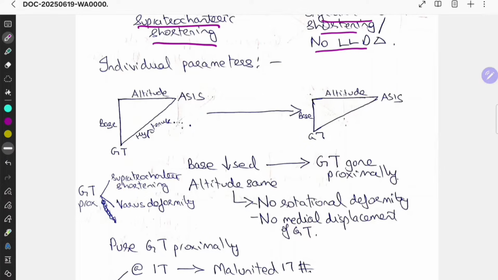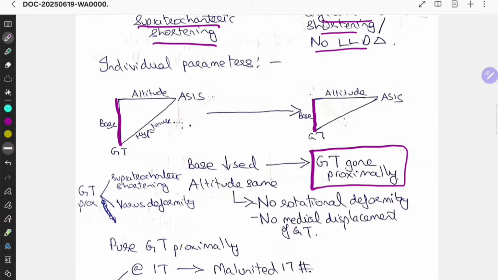So first things first, we are going to discuss the base. Whenever the base measurement is decreased as compared to the opposite side, don't forget, as compared to the opposite side. That is why we measure it only in unilateral hip pathologies. So the basic crux when base is decreased is GT has gone proximally. That is the basic concept.